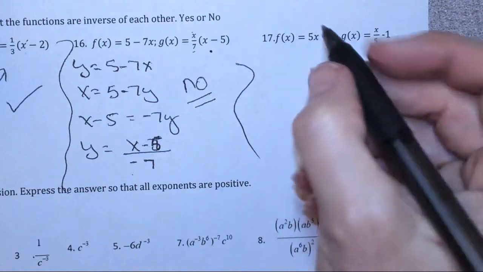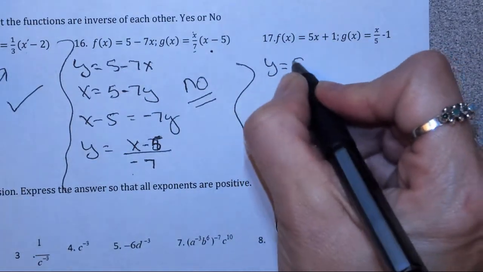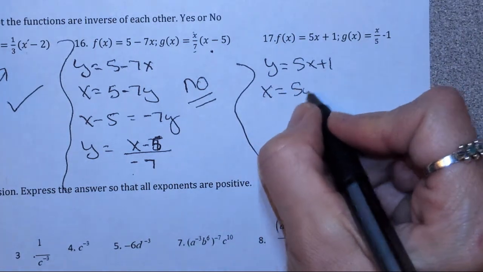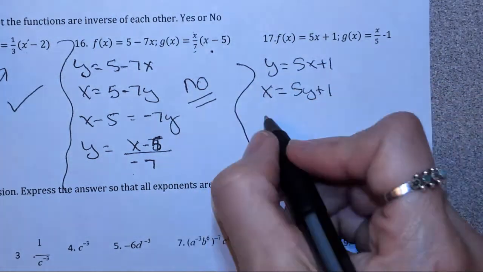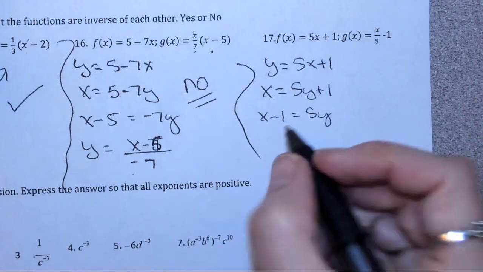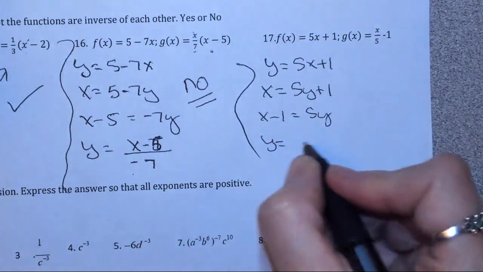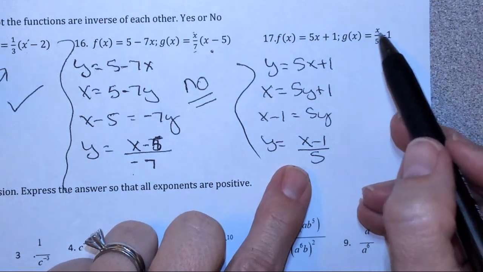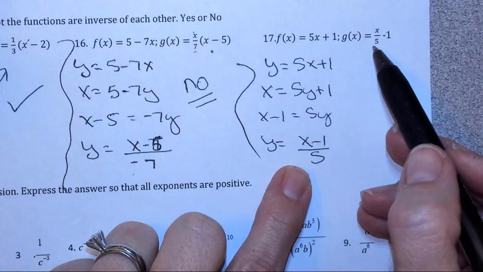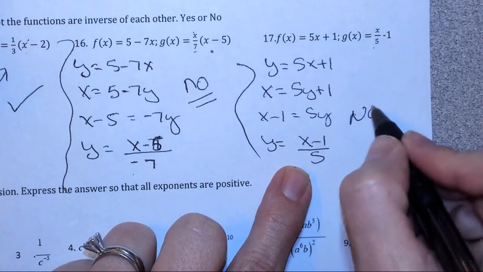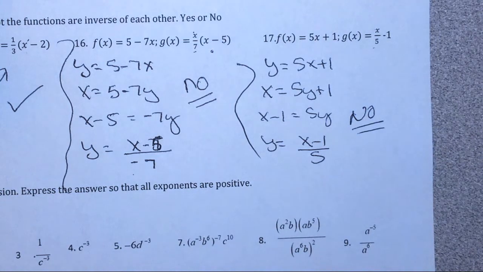Okay, 17, y equals 5x plus 1. So x equals 5y plus 1. I'm going to subtract, and then I'm going to divide everything by 5. So y equals x minus 1 over 5. Okay, well this has an x minus 1, but only the x is over 5. For this to be correct, it would have had to have negative 1 over 5. So this also is a no.